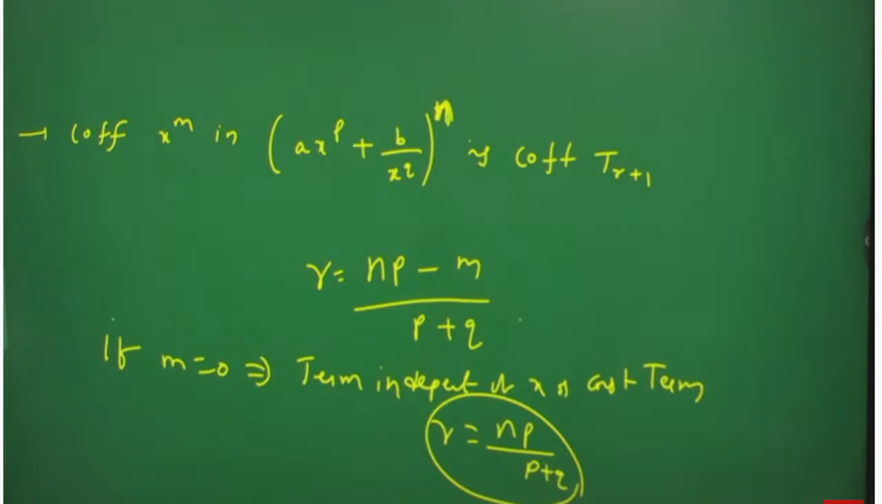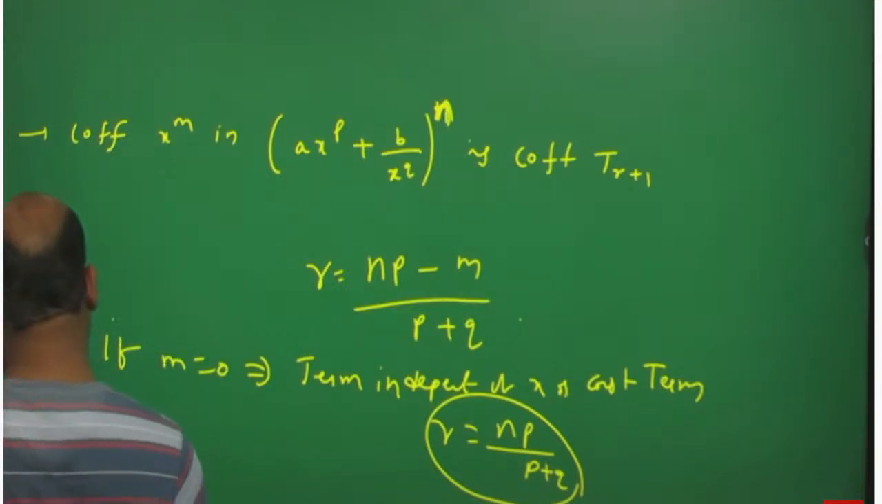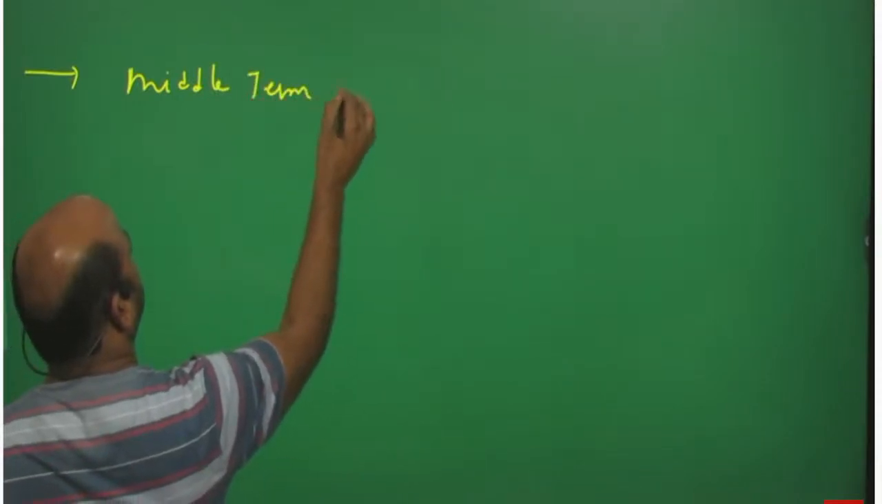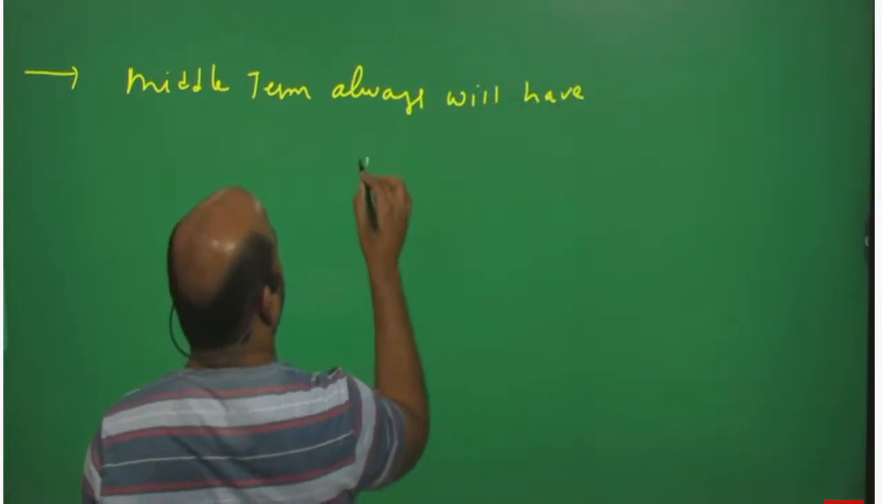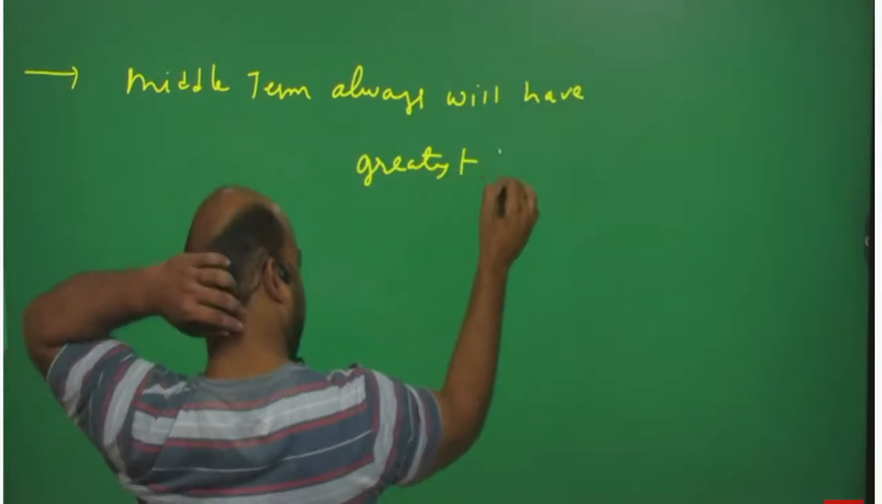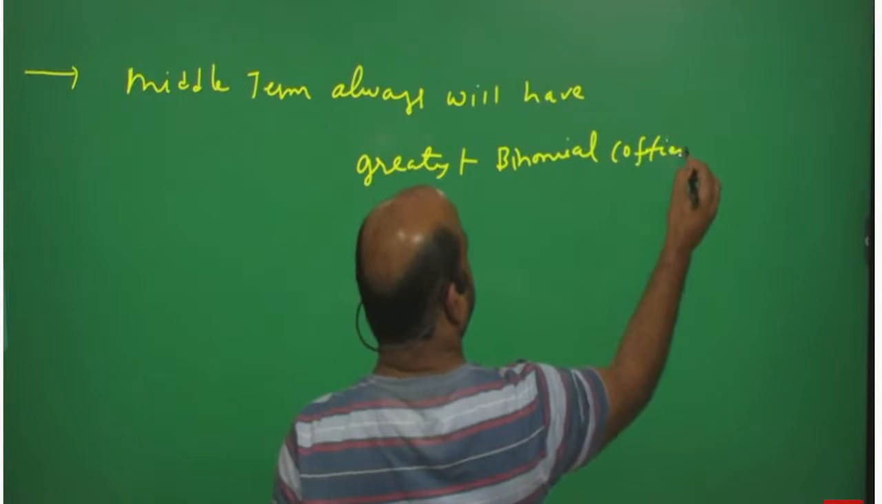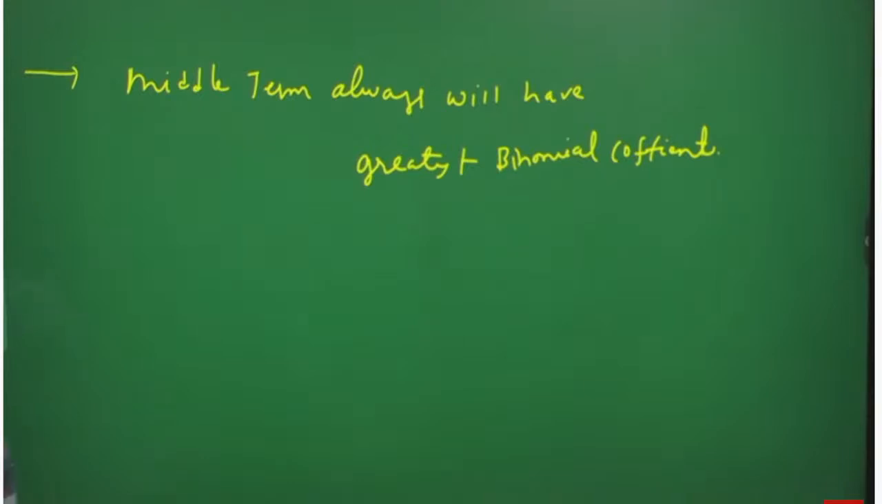The next one is, the middle term will always have the greatest binomial coefficient. Middle term will always have what? Greatest binomial coefficient.